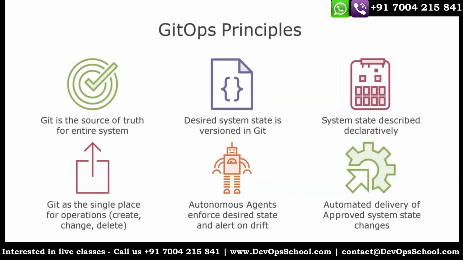If a mismatch happens between Git and Kubernetes, the tool should show you the drift. That means it should show you, okay, your environment is not in sync, and stuff like that. So here, the autonomous agent enforces desired state and alerts on drift, and this is the Argo CD we are learning. Are you able to understand?